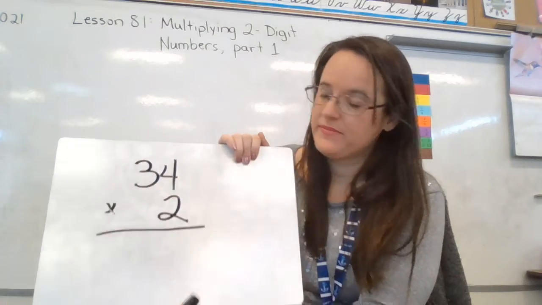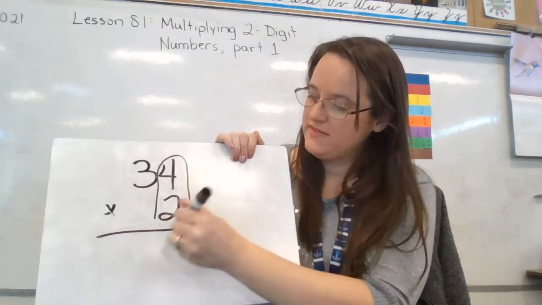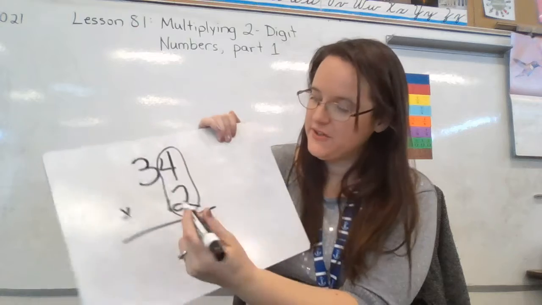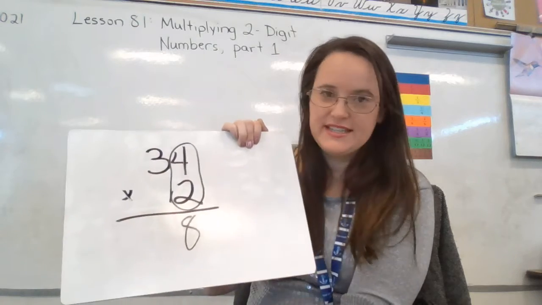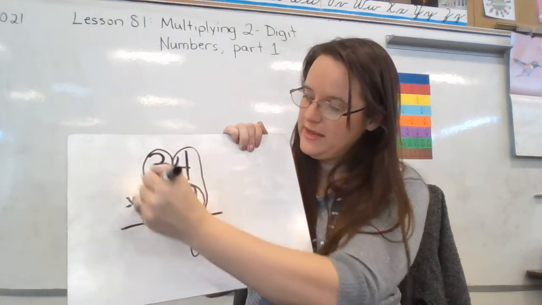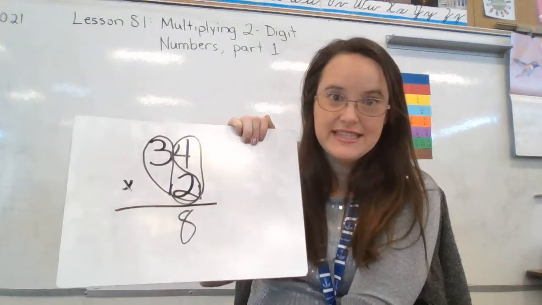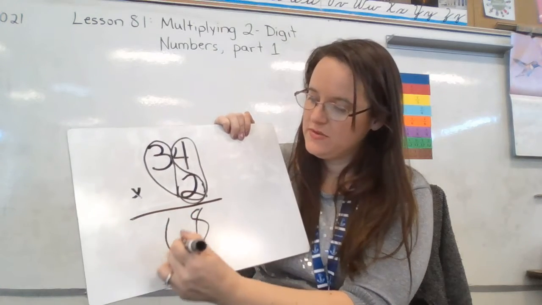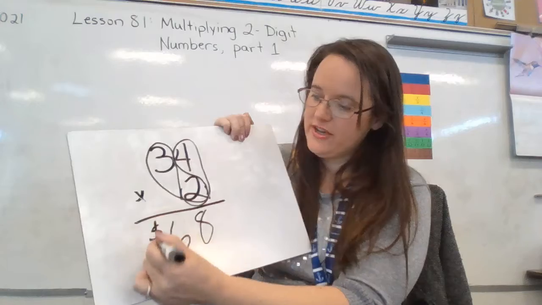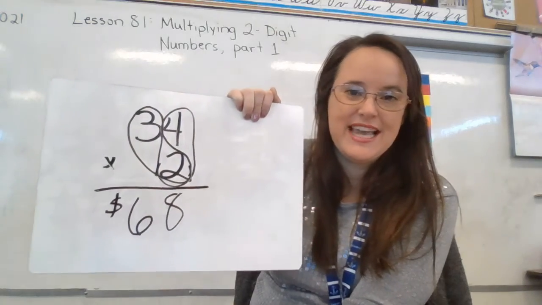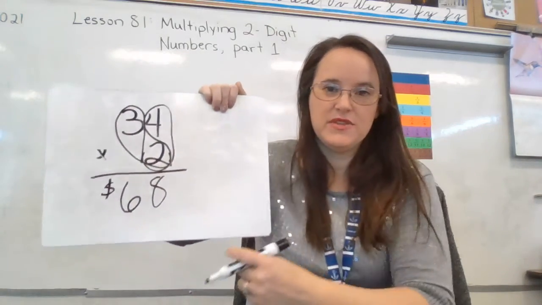Again, we're doubling. 2 times 4, we multiply our 1's place first. 2 times 4 is 8. Then 2 times 3, we multiply our 10's place. 2 times 3 is 6. And we are talking about money, so it's going to be $68 for 2 tickets to the amusement park.